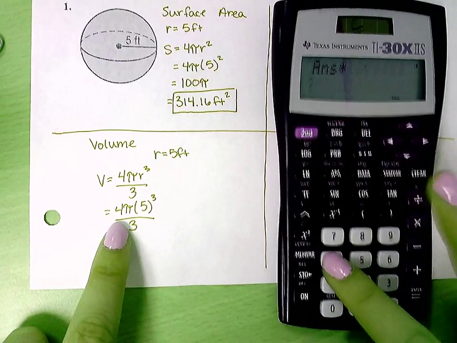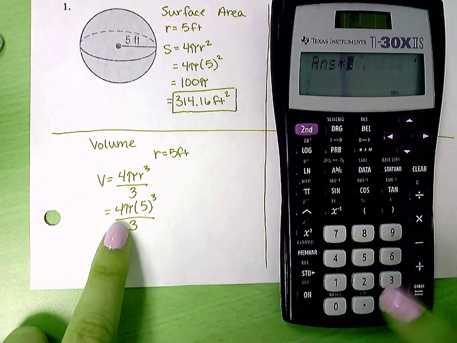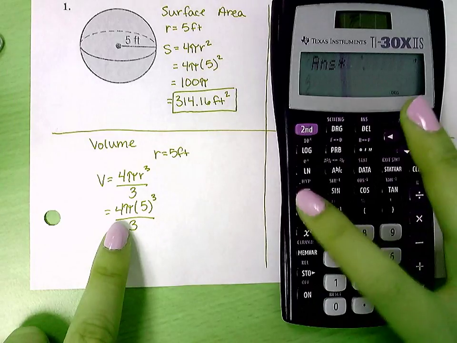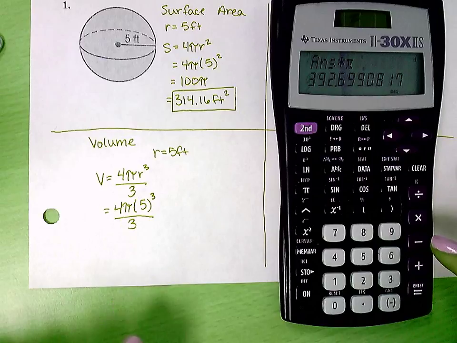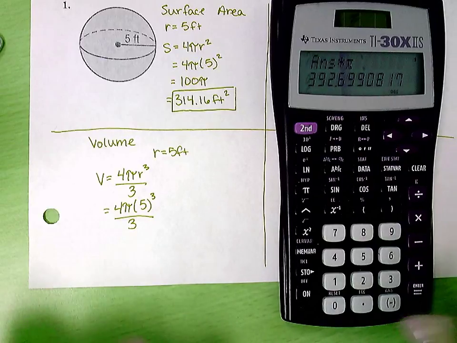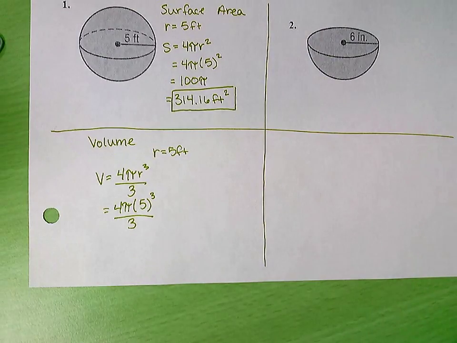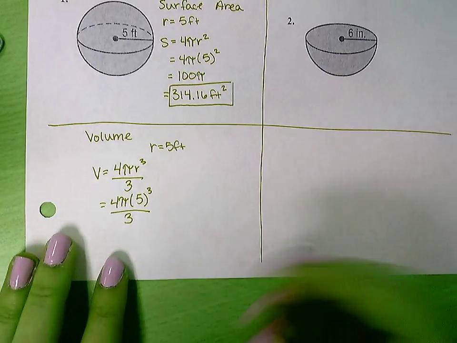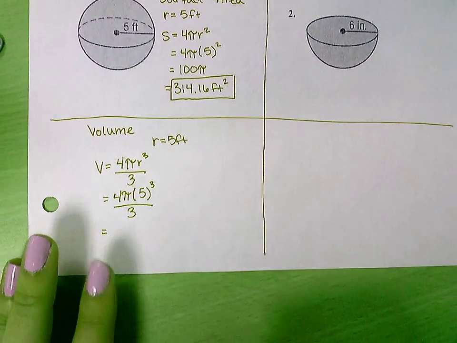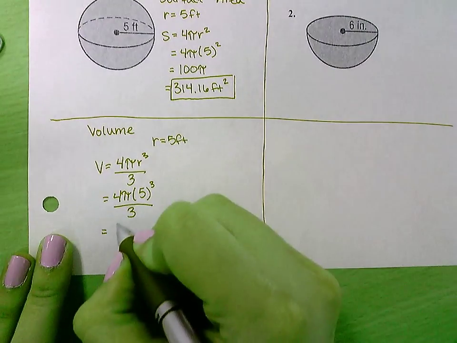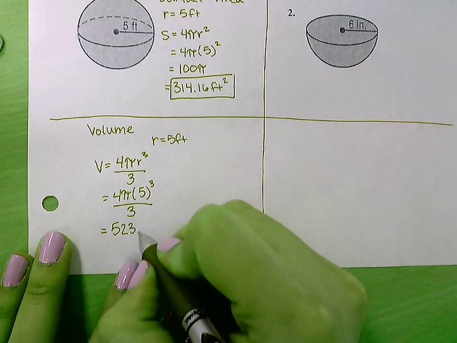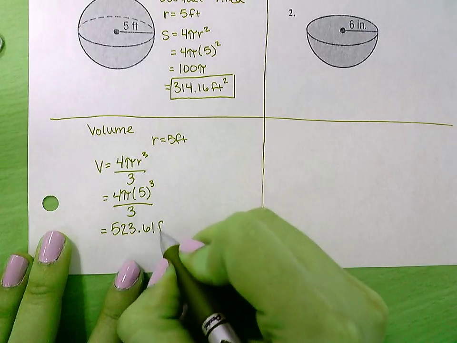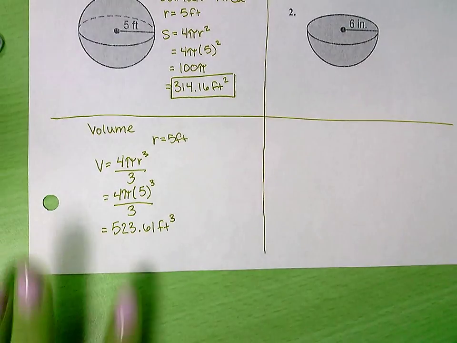My calculator is broken, so I can't multiply by 4. Okay, after you multiply by 4, multiply by pi. Okay, and then you can divide by 3. And again, this answer isn't multiplied by 4, so that's not right, because my calculator is not working. Okay, so after you do that, you should get 523.61 feet cubed.